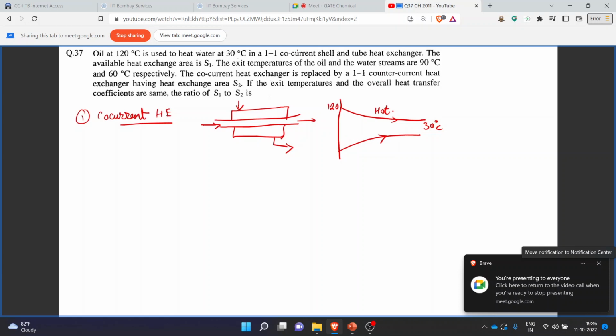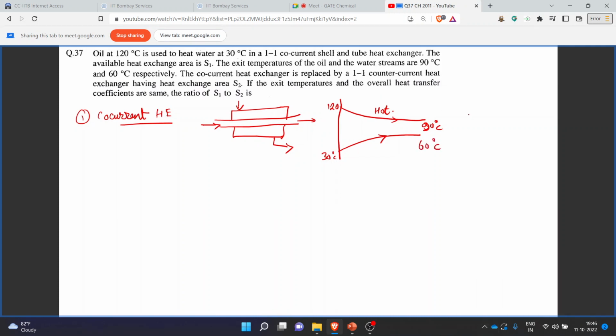so the oil at 120 degrees Celsius is used to heat water at 30 degrees Celsius. So the inlet temperature of water is 30 degrees Celsius, and for the hot fluid it is 120 degrees Celsius, and the exit temperatures we have been given as 90 for the hot fluid and 60 for the cold fluid. And for this case we have the heat exchange area as S1.